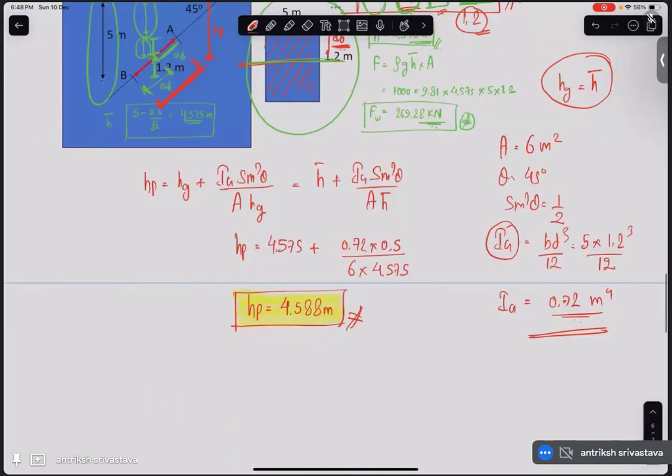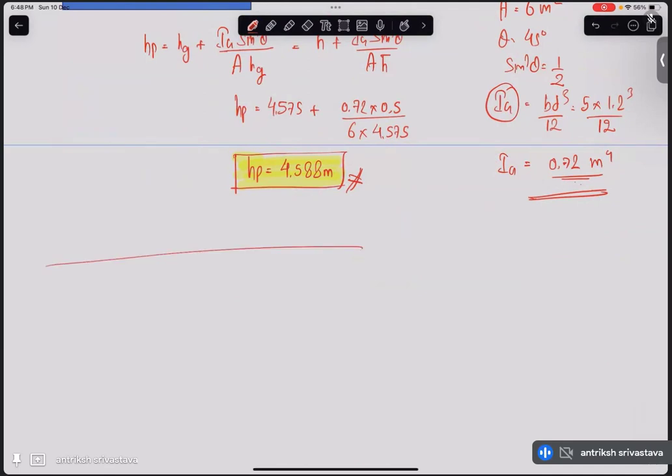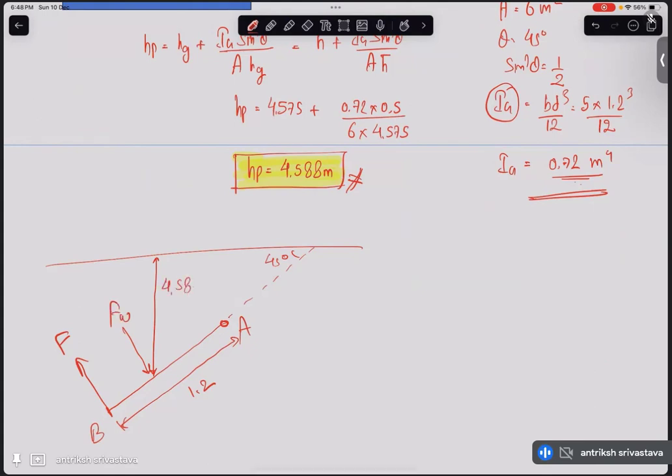Now, what we have gotten is this. So let me draw it again here. This is our hinge. This is our gate where we have to apply this force. This is B, this is A, this is 1.2, right? This particular angle is 45 degree. And we have obtained the height of the point of action of the force from water, which is 4.588 meters. But we have obtained this height from the surface of the water. What do we want? We want this value from the hinge.